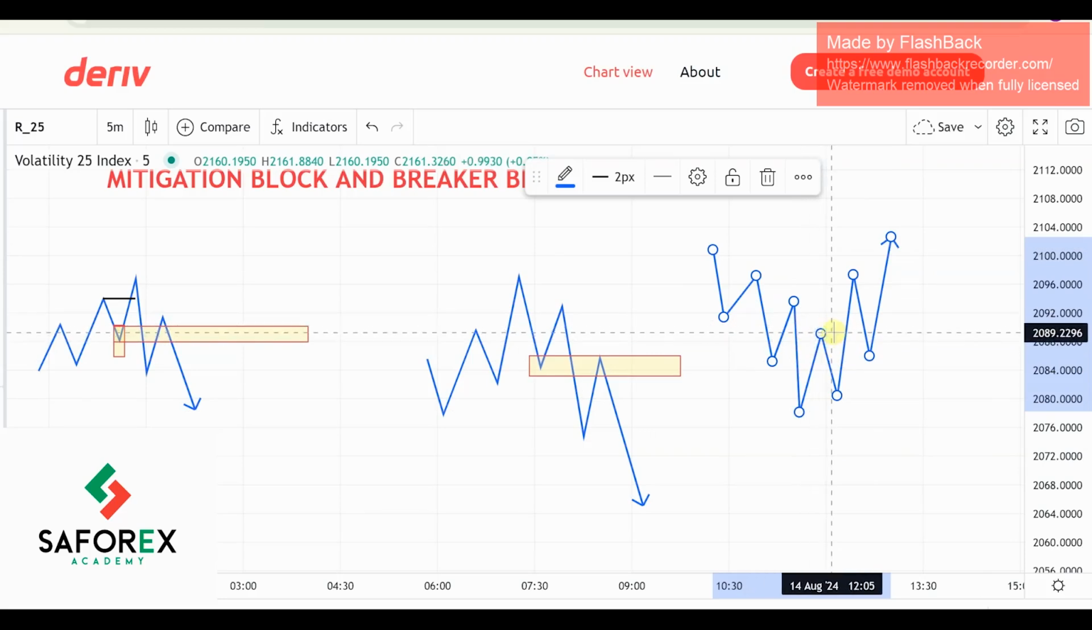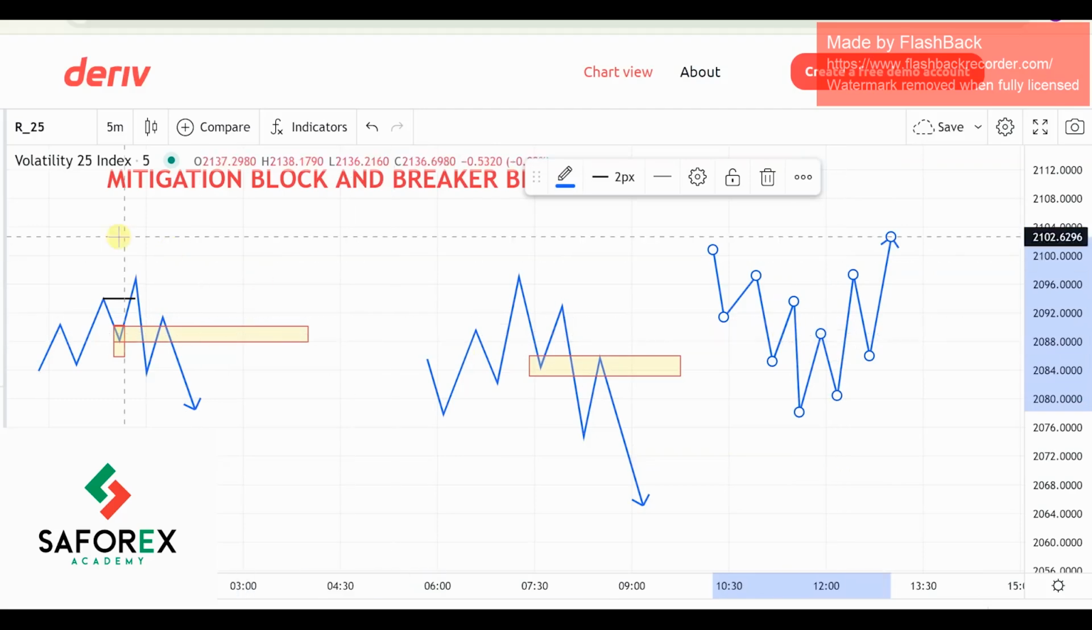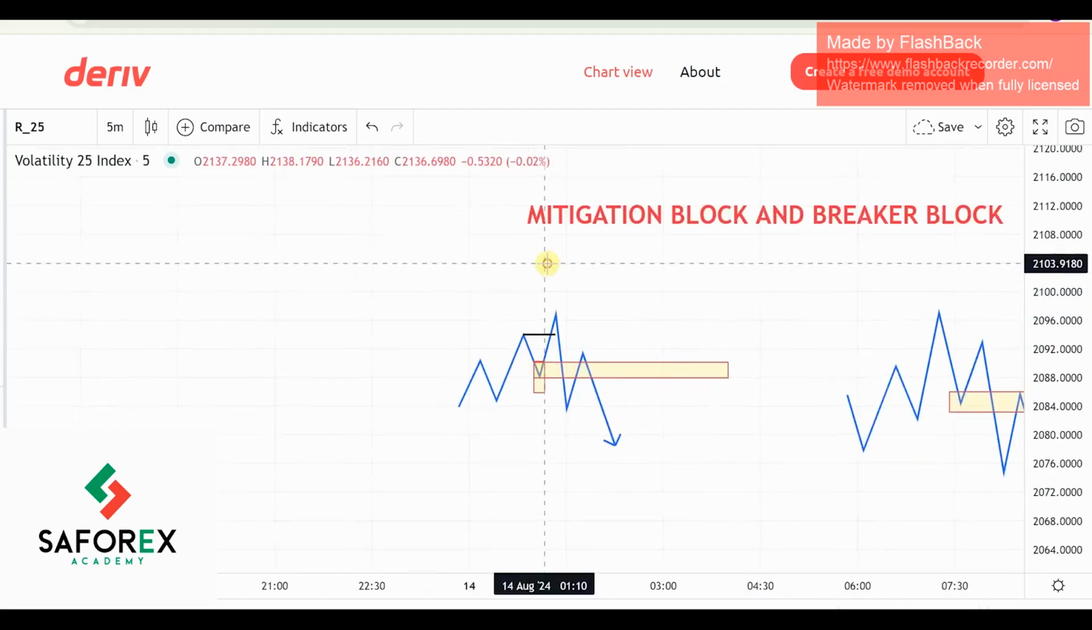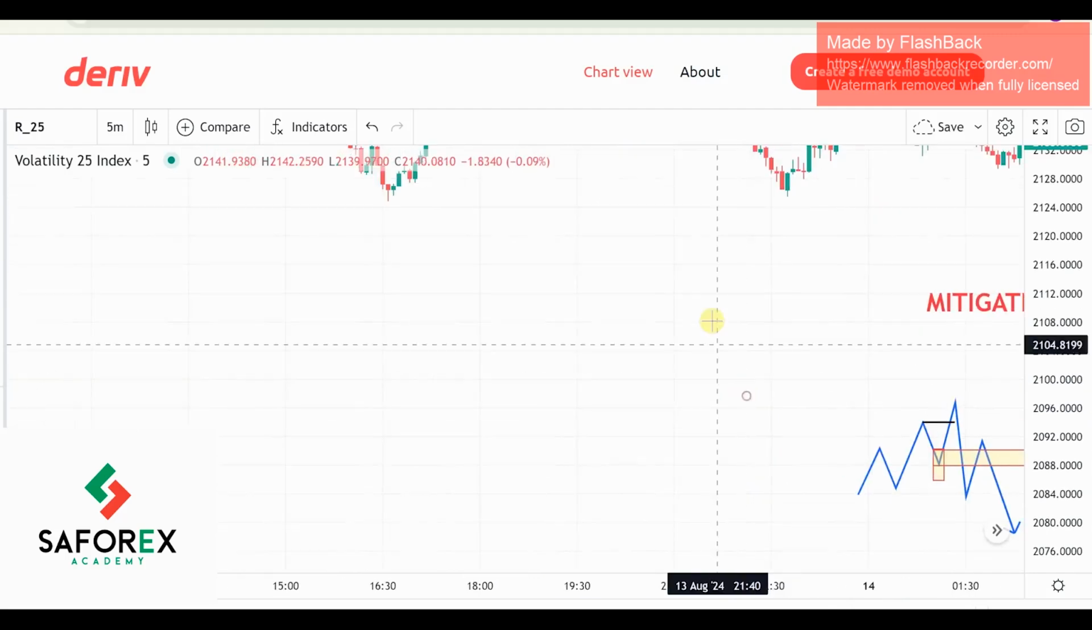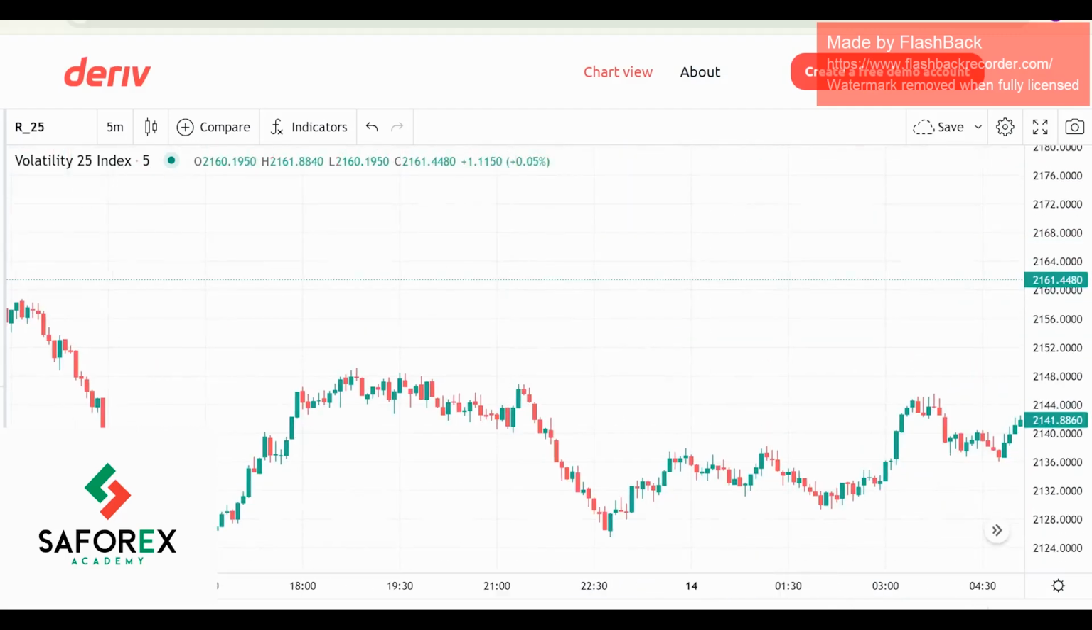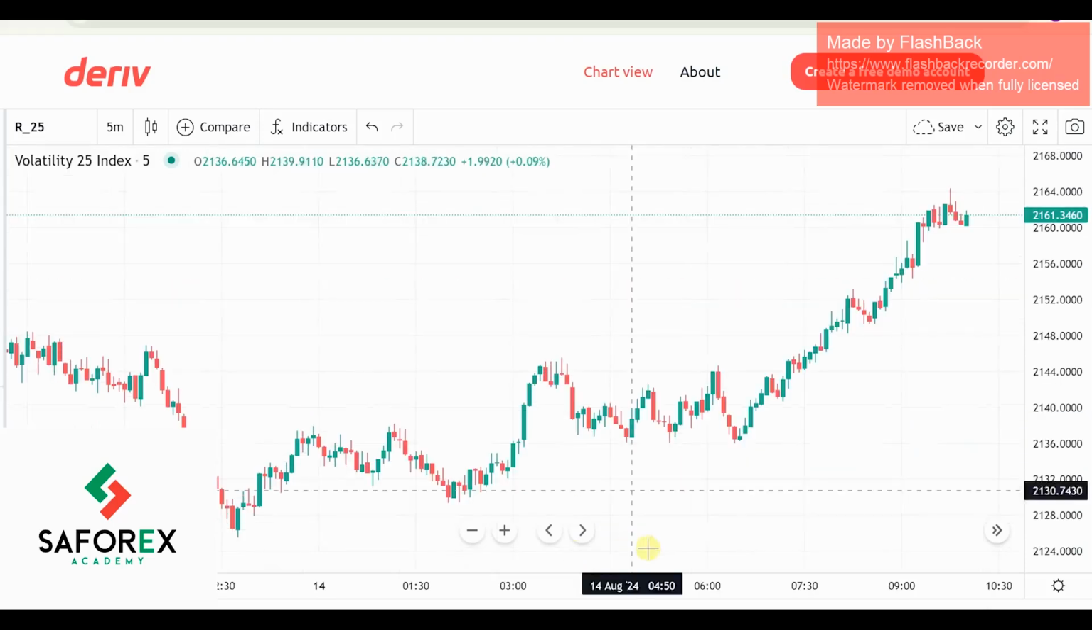Mitigation. And if it's for breaker block, you want to see that it breaks down and then boom, pull up. It breaks it down. Okay, so that is a breaker block and mitigation block. So let's check them on our chart and let's see them so that we can actually know what we're talking about.